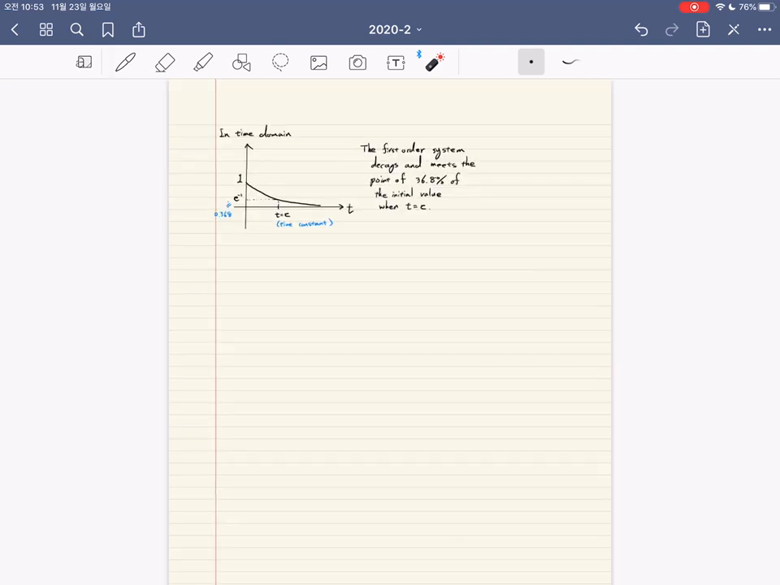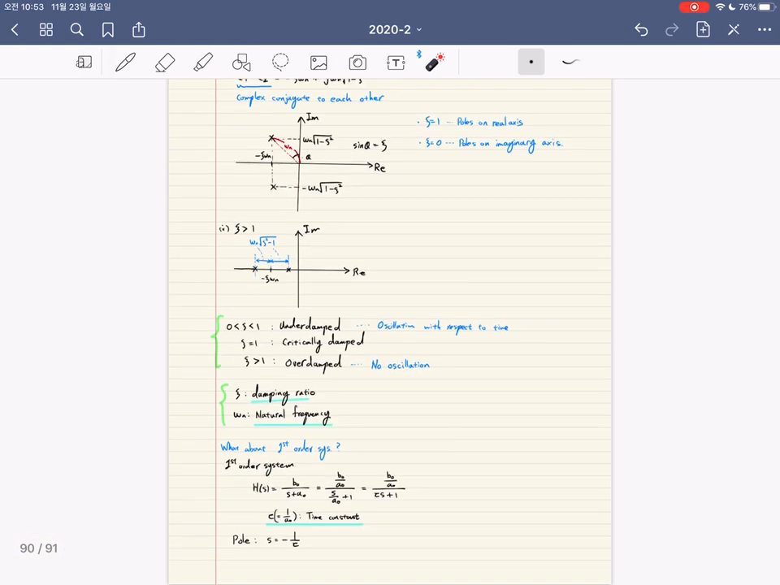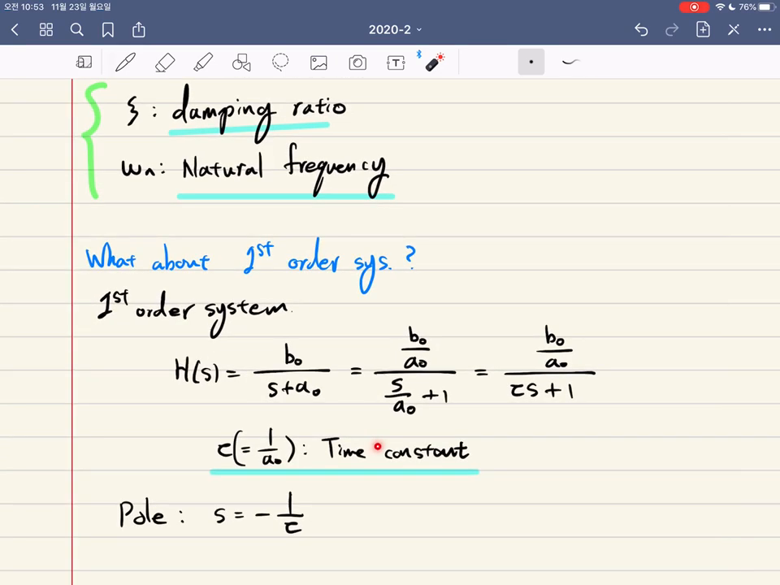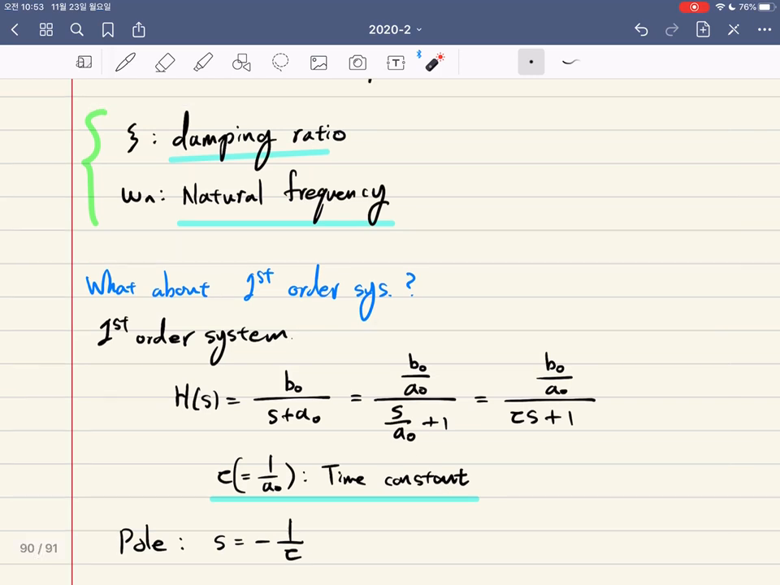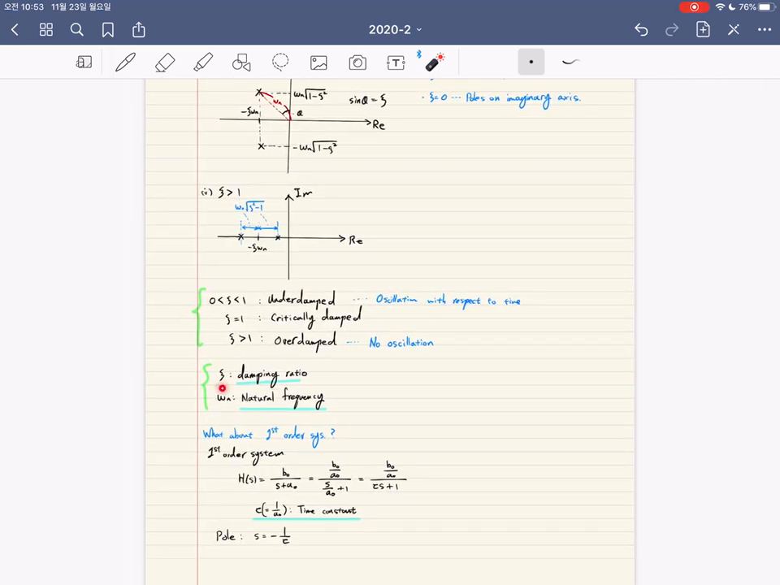Okay, so this was a brief introduction about the first order system, and I would like to conclude that you have only one term for your first order system. Now let's go back to the second order system where we have two specifications.